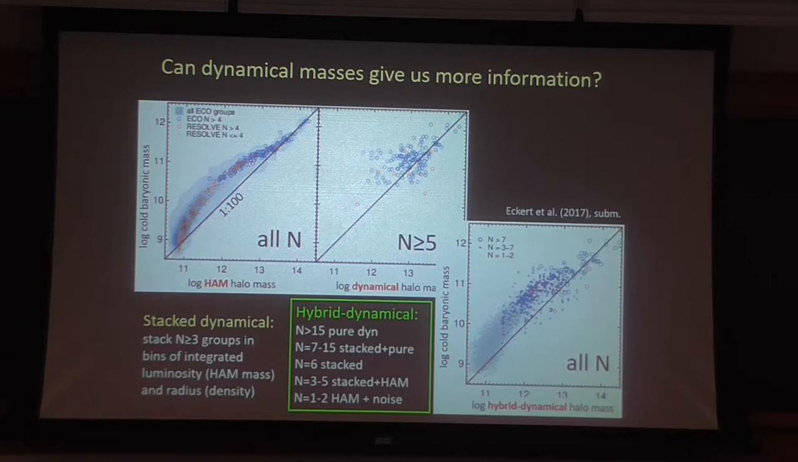Then below three to five, we blend the stacked dynamical mass with the ham mass. And that's because the stacked mass is starting to become dodgy, but at the same time, it does have potentially some independent information in it. And 1 to 2, it's just ham. You will notice it's fatter, and that's because we added noise so that there wouldn't be a sudden drop, because ham pretends like there's no scatter in anything. So we added noise so that it would smoothly go down.